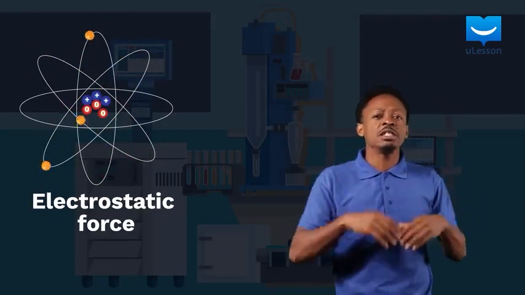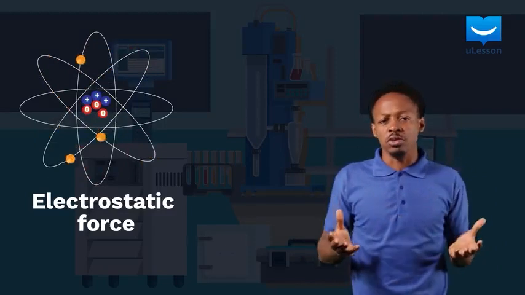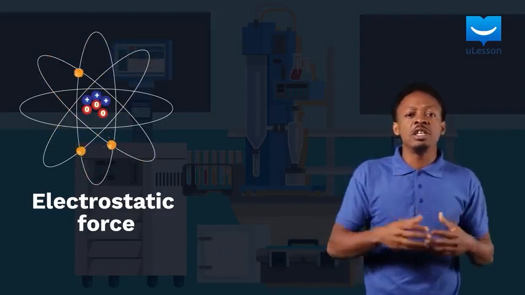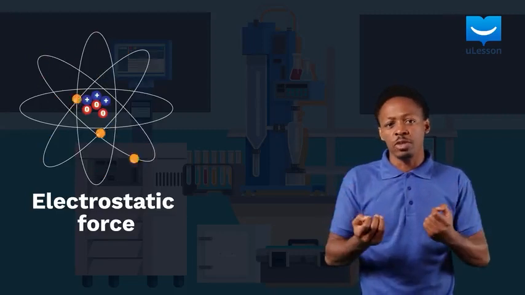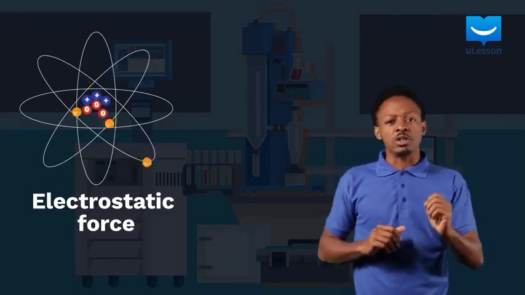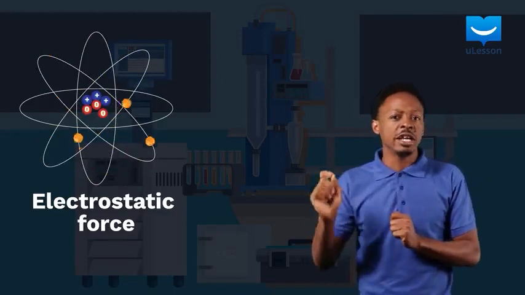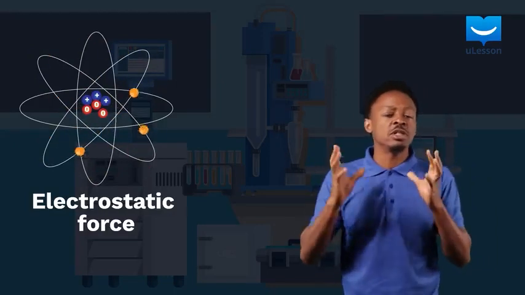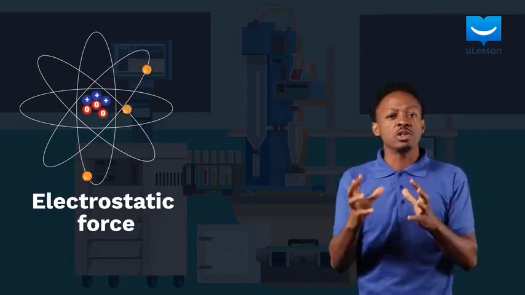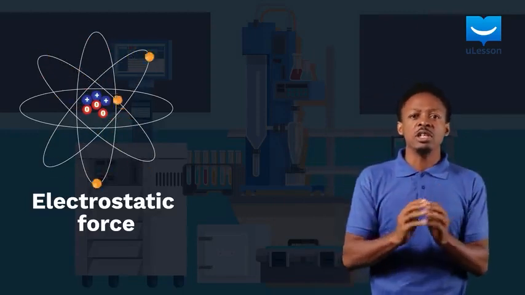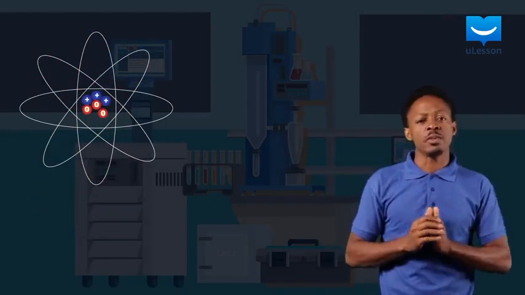Now, this force is a non-contact force that exists between charged particles, and its magnitude increases with decreasing distance between these particles. So, since this nucleus is positively charged and the electron is negatively charged, the electrostatic force keeps the electrons in the atom. The closer the electron is to the nucleus, the stronger the force of electrostatic attraction.